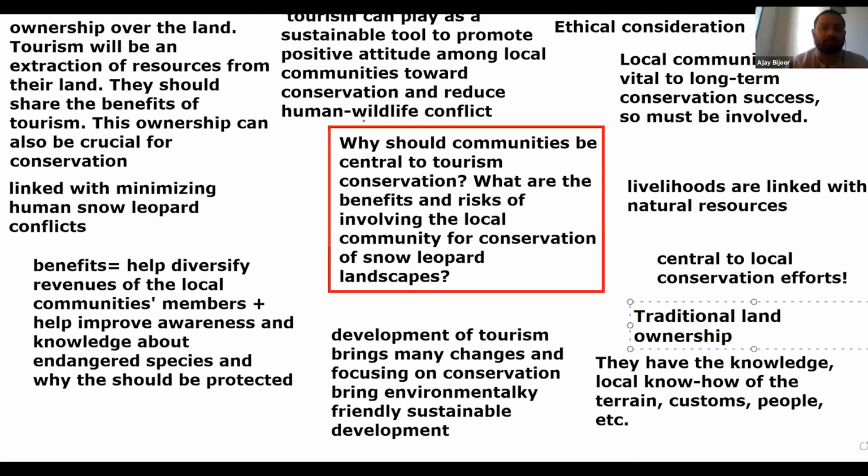Sure. Thank you, Moisab. And I think that's on similar lines to what Anne is also trying to say, that it will help diversify revenues of local community members. So probably what she means is that the source of livelihoods might be diversified, and that it would also help improve awareness and knowledge on species and why they should be protected, I'm assuming. Anne, do you want to come in and add to that from what you've just mentioned?